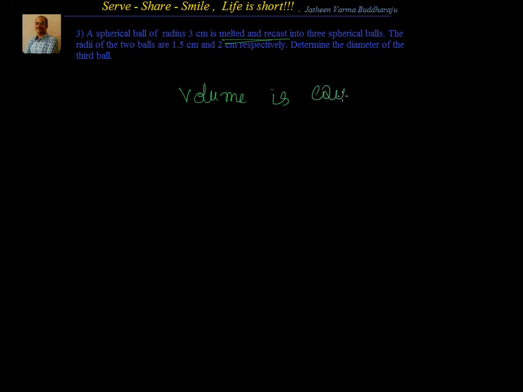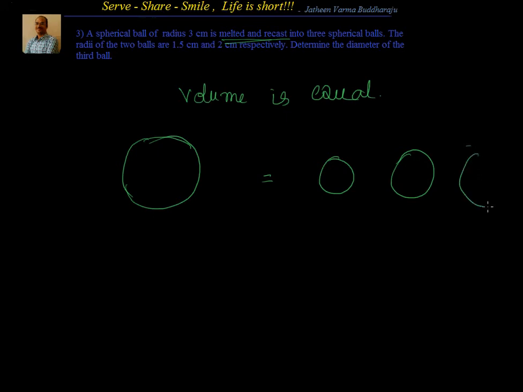Volume is equal. So a spherical ball of radius 3 cm is melted into 3 spherical balls. The radii of them are 1.5, let us say that is 1.5, and the next one is a little bit bigger, 2, and we don't know what the other one is. Let us say a little bit bigger.